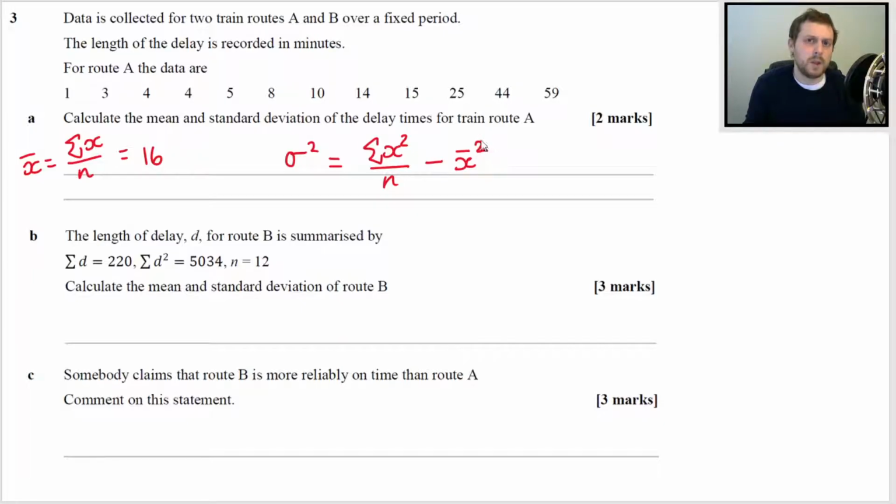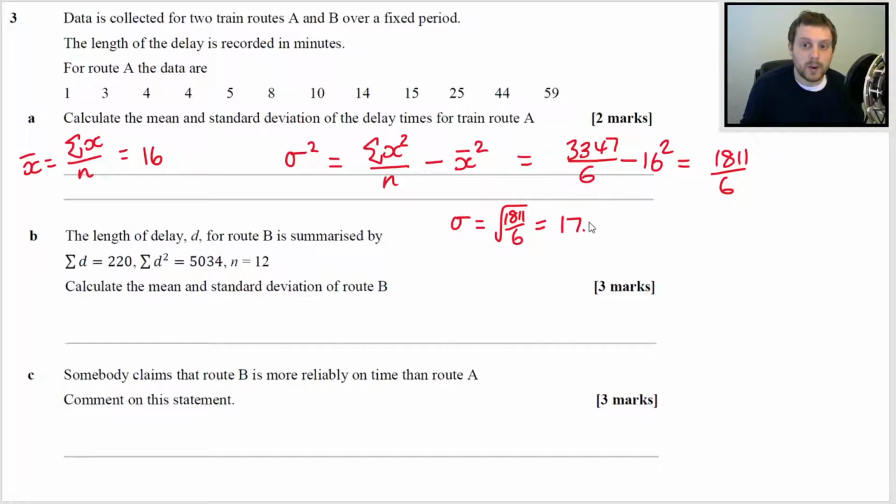And this was a common thing that people sometimes forgot to do. You need to make sure that this is included. So if you square all of these and add them all up and divide by how many, you end up with this. And then I'll need to take away 16 squared, and that's this answer here. And then it wants the standard deviation, so we need to square root this, so it's the square root of that, which is 17.37 to 2 decimal places.